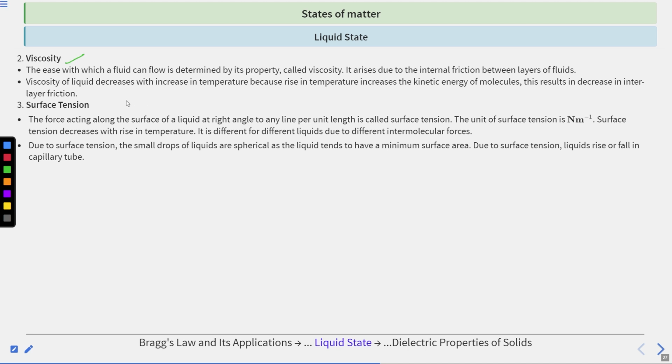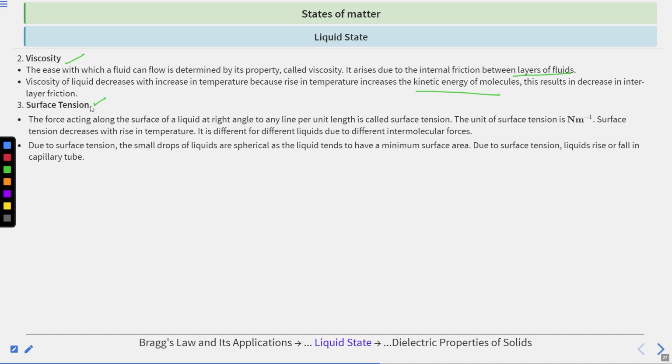Viscosity. The ease with which a fluid can flow is determined by viscosity. It arises due to the internal friction between layers of the fluid. Viscosity of a liquid decreases with an increase in temperature, because a rise in temperature increases the kinetic energy of molecules. This results in a decrease in interlayer friction.